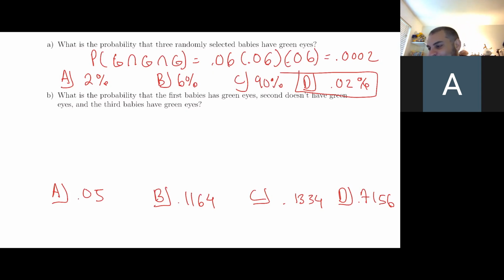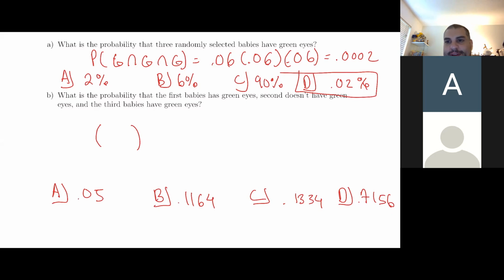So this one's a little bit different because it said we want the first baby to have green eyes. So if we want the first baby to have green eyes, what's the probability that the first baby has green eyes? 0.06. Yeah, 0.06. So then we want the second baby not to have green eyes. So what's the probability that the second baby does not have green eyes?